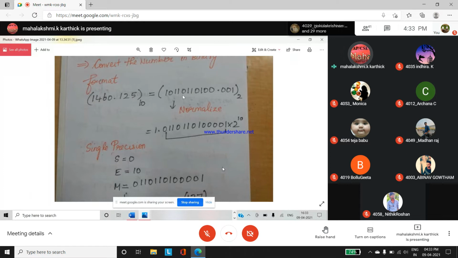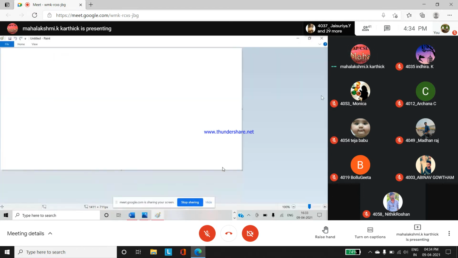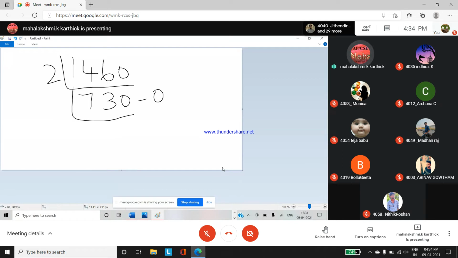For 1460.125, how do you normally put 1460? How do you do it? Divide by 2. The value you will get is 730, ma'am. Just like that you have to proceed. Good. Like this you have to proceed. 2 3s are 6, then remaining 2 6s are 12, then again 10, 5 2s are 10, 0. Like that you have to proceed.